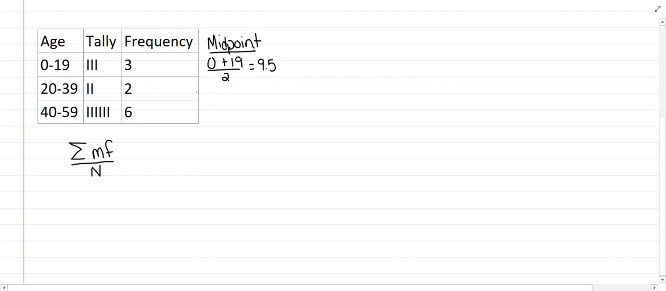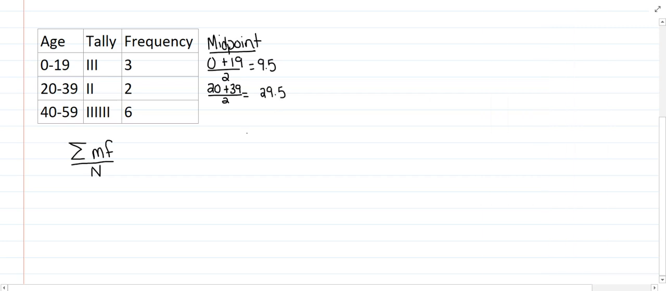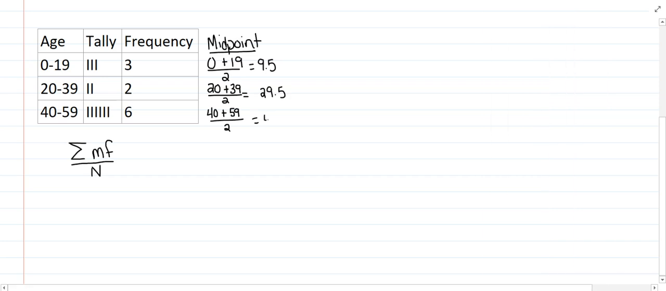Okay, then my next group, I've got 20 through 39. So I'm going to go 20 plus 39 divided by 2. That's going to give me 59. Divided by 2 is going to give me 29.5. And then I have my last group, 40 plus 59 divided by 2. So 40 plus 59 is 99, divided by 2, that is going to give me 49.5. Okay, so I have the midpoint of each group.